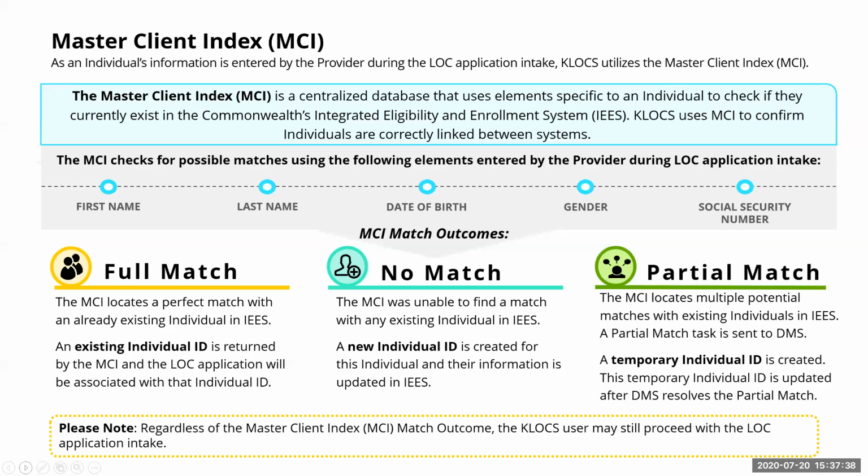So what will happen? The individual will get a temporary or pseudo individual ID, and they'll have that ID until DMS resolves the partial match task. Once DMS resolves it, the individual will either get an existing individual ID or a new individual ID. Let me give you an example. For a partial match, let's go back to using William Bailey. Let's say there's a William Bailey in IEES, and then for the LOC application, we enter Bill Bailey, and they have the same date of birth and the same social security number. That is going to trigger a partial match task that is going to be sent to DMS.